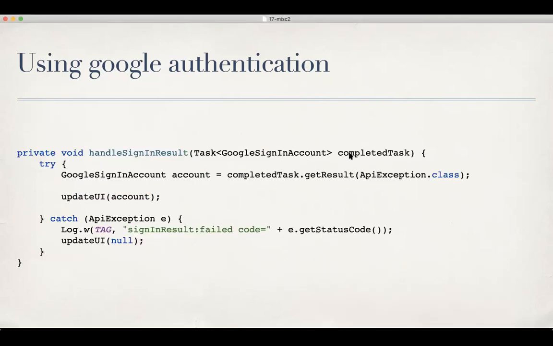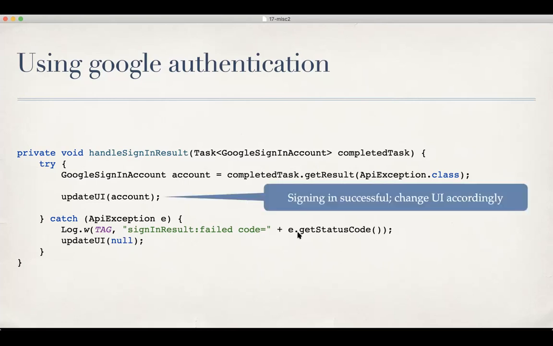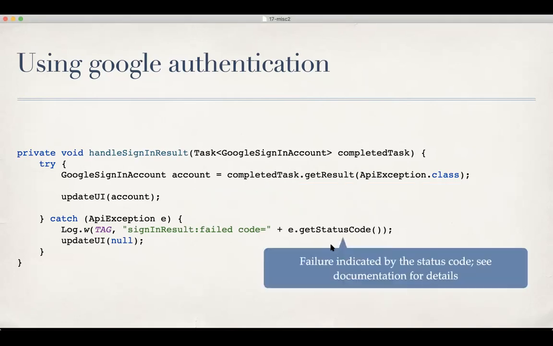You get that completed task, and inside that, you catch an exception if there is a failure, but if not, then you would have the appropriate result here. Okay, so you call get result, pass it the API exception class, and then you get the Google sign-in account as a return value from it. So this indicates the sign-in was successful, and you should change the UI accordingly. If you are in the catch block, it means there is a failure. Your get status code will give you the failure code and all the details.